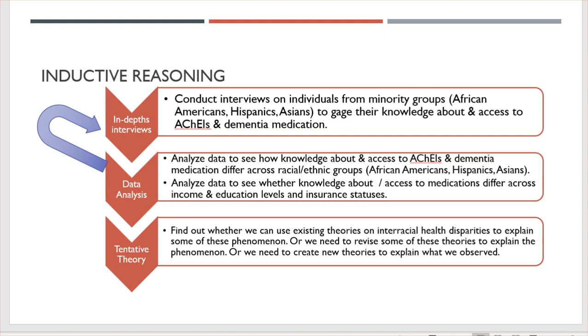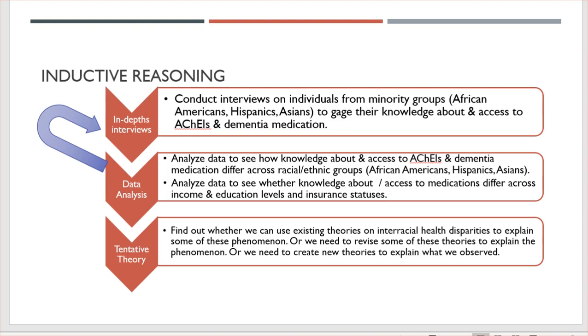We first conduct interviews with minority groups, with Blacks, Hispanics, and Asians, to find out how much they know about these medications, ACHEIs, or to find out whether they have access to Alzheimer's and dementia medication. Based on the narratives from all these interviews, or sometimes we can write close-ended survey questions when we interview all these minority groups in Nebraska.